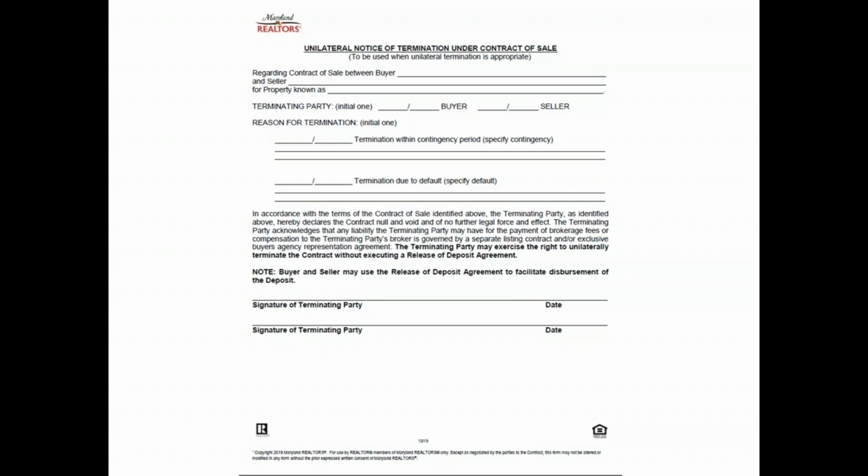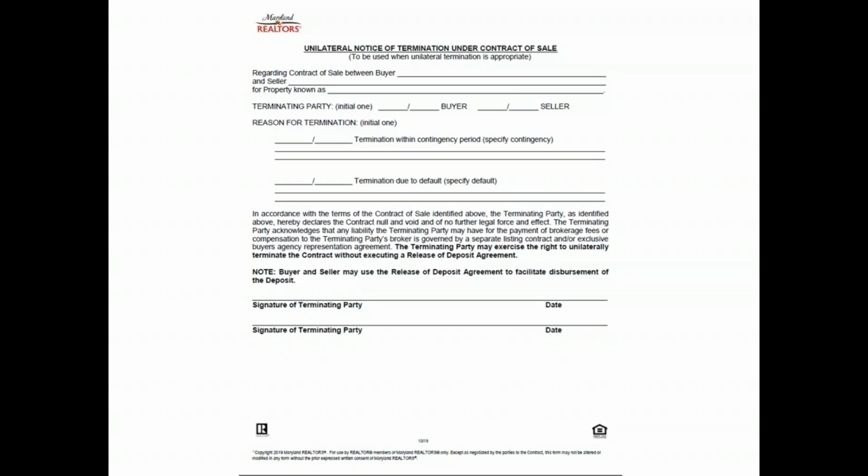So let's say the contract permits the buyer to terminate, maybe it's a contract contingent on a home inspection, and the seller has elected not to make all the repairs that the buyer has requested. One of the options that the buyer has is to terminate the contract. So they can use the unilateral notice of termination to do that. They would sign it and date it and send it over to the other party. There's no space for the other party to sign it. So once that unilateral notice of termination is submitted to the other party, then the contract is effectively terminated. And that's, of course, assuming that the party is within their right to do that.